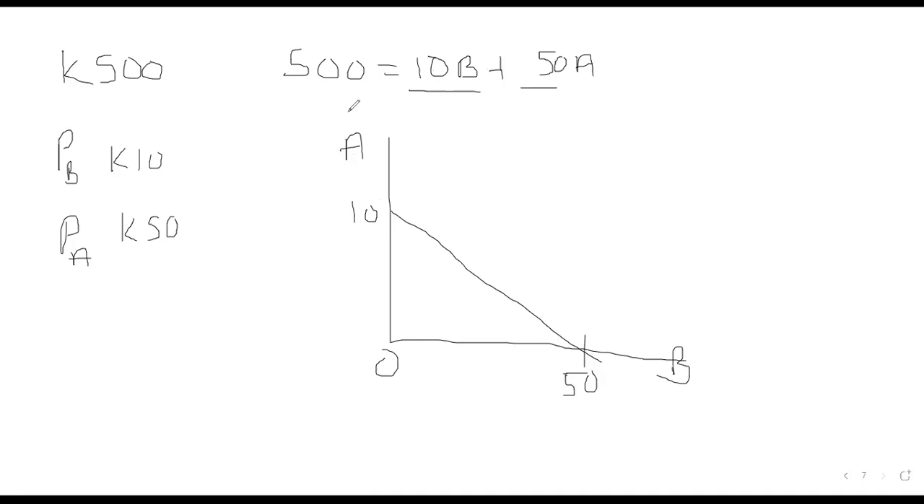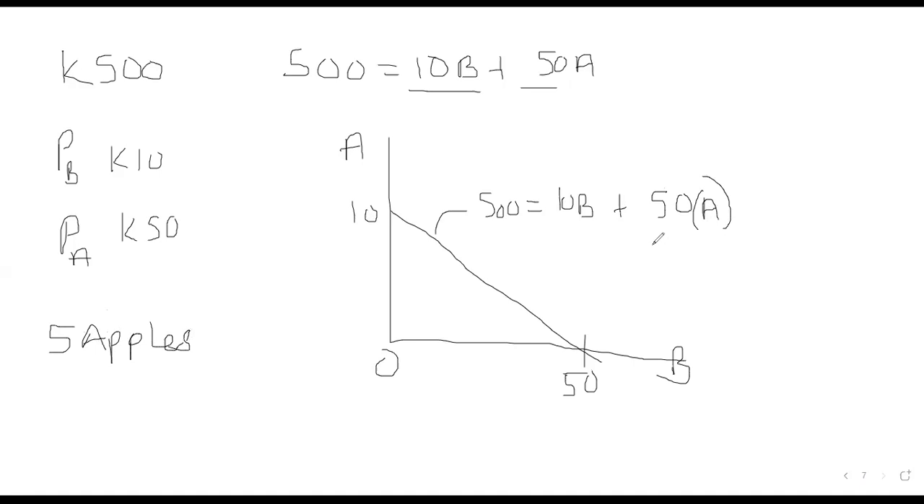You can even use your key if you want to let A be Y and X be the apples, or you leave it as it is. 500 is equal to 10B plus 50A. Then a question will come. Suppose Chanda consumes 5 apples. How many bananas will he consume?